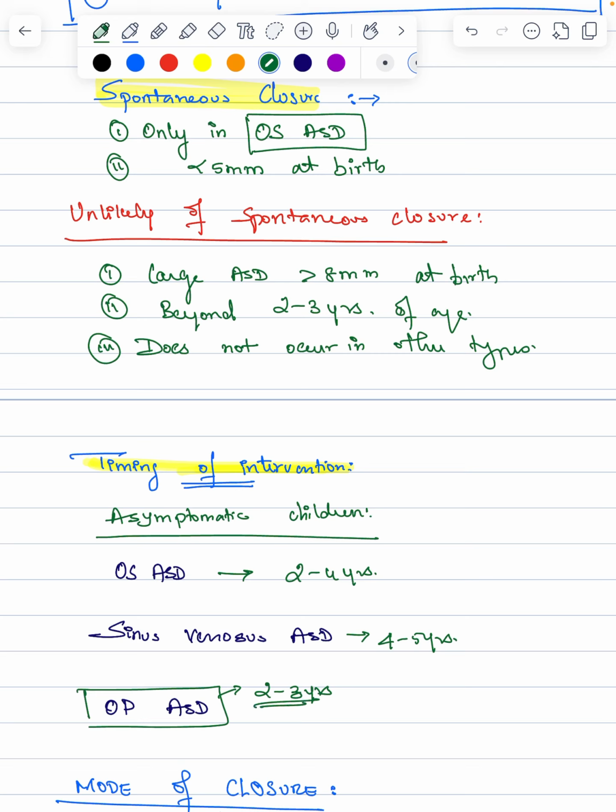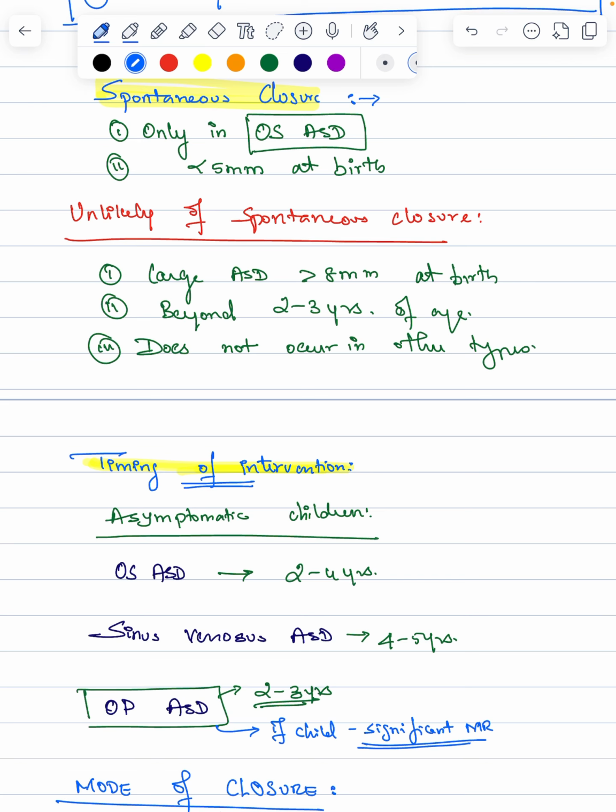Usually ostium primum ASD is mostly associated with a cleft in the anterior mitral leaflet. So that will result in mitral regurgitation. So surgery is considered if the child is having significant mitral regurgitation. So in an ostium primum ASD, if the child has significant MR, that is mitral regurgitation, then surgery should be considered earlier, right?